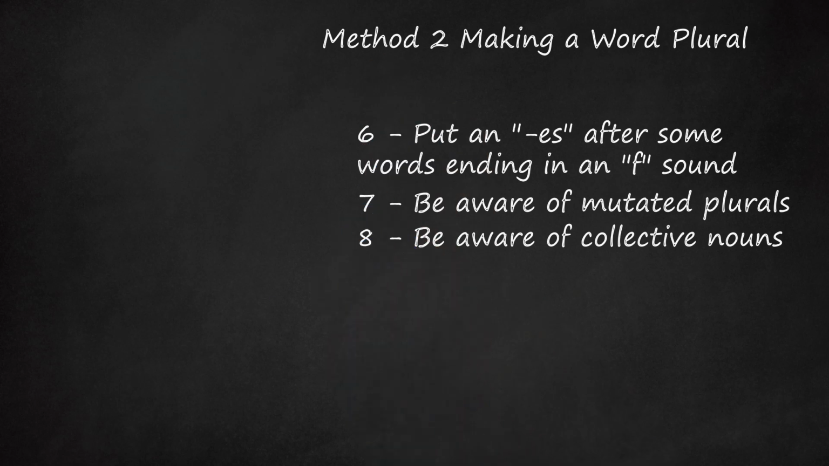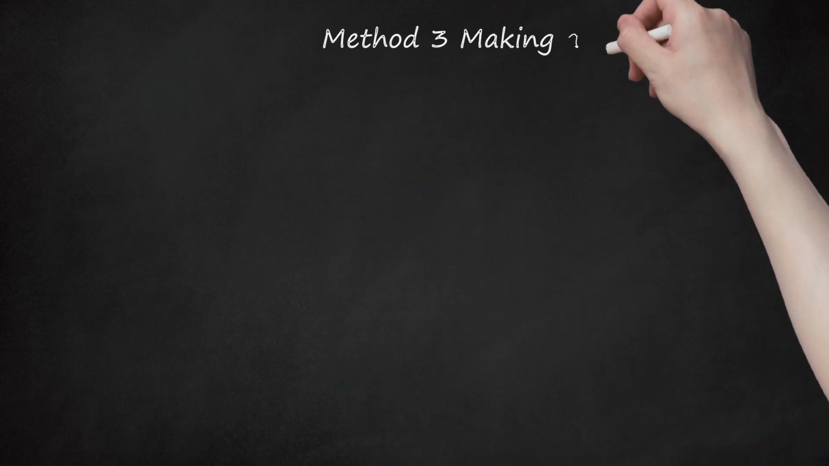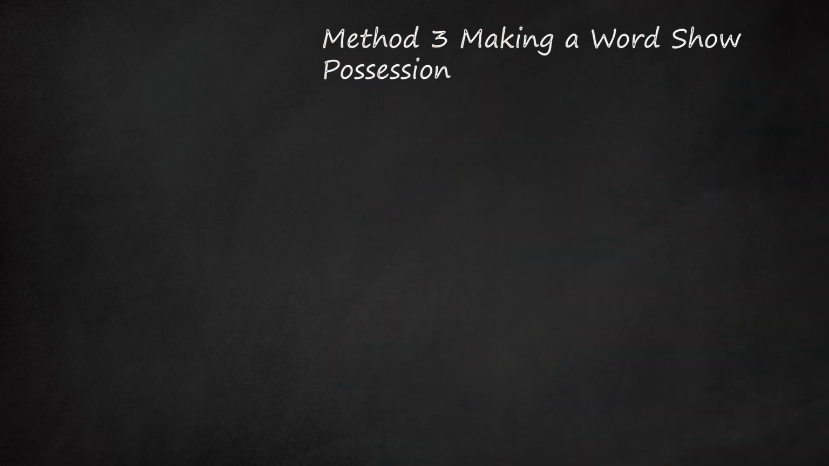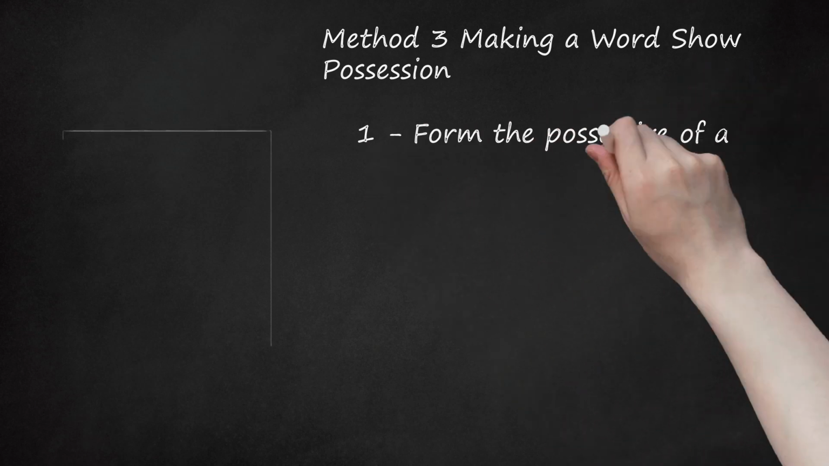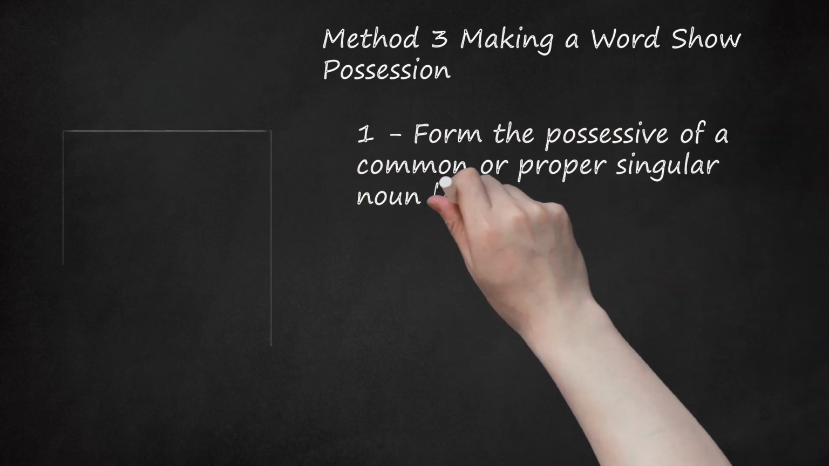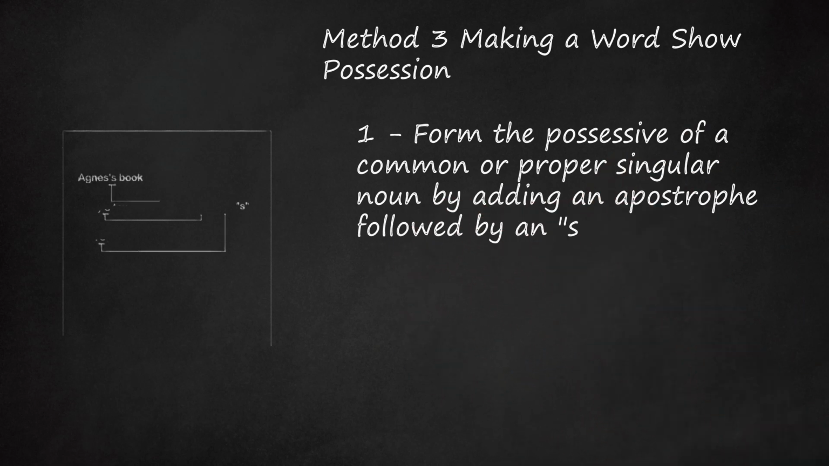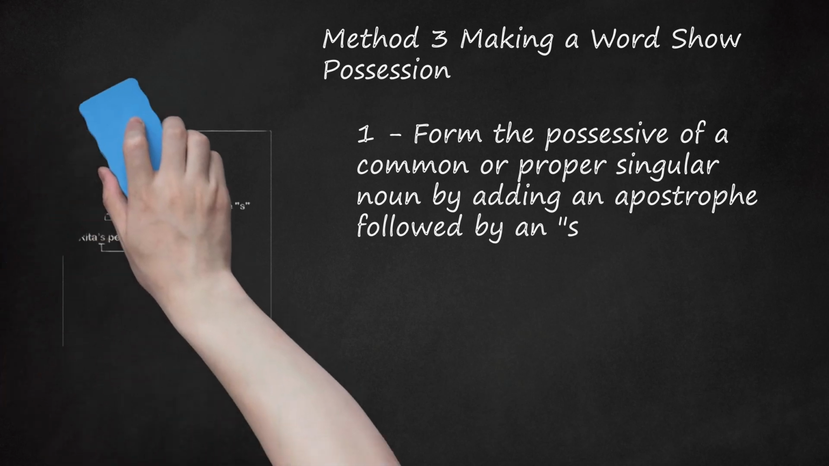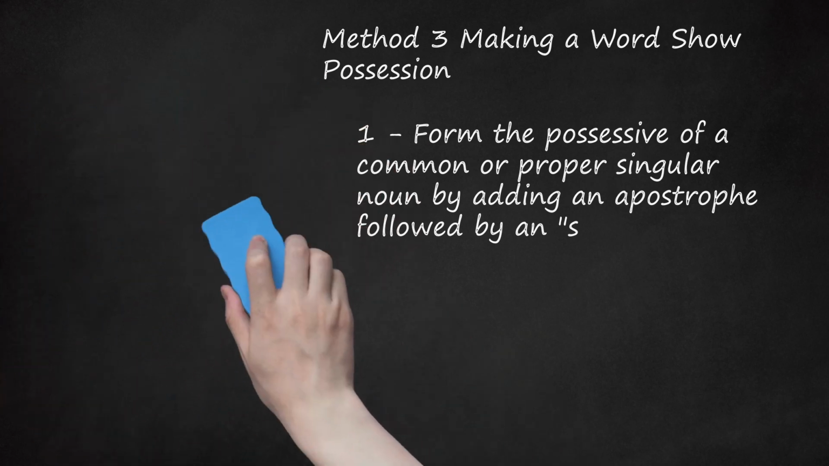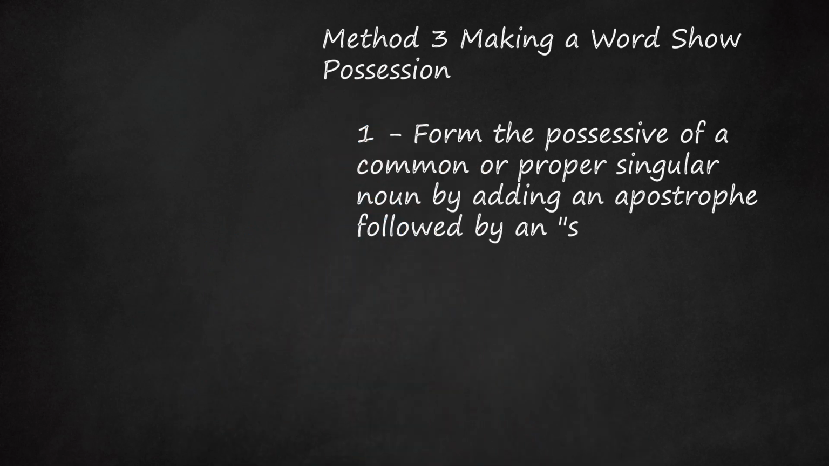Method 3. Making a word show possession. 1. Form the possessive of a common or proper singular noun by adding an apostrophe followed by an s. This rule can be applied to all singular nouns, whether they end in s or not. For example, Agnes's book, Mary's book, and the dog's toy all follow this rule.